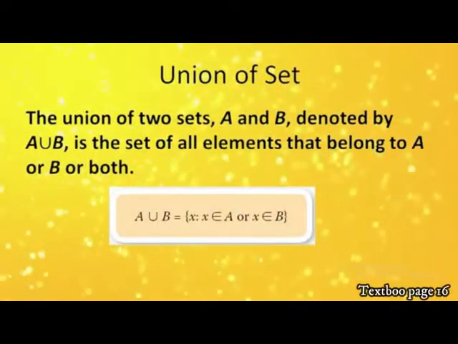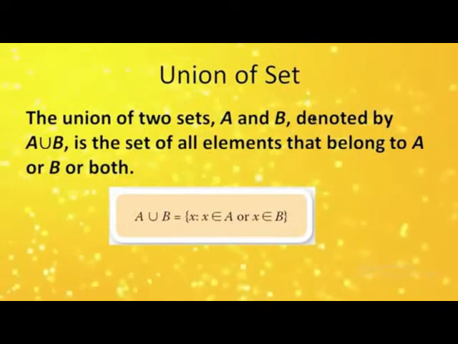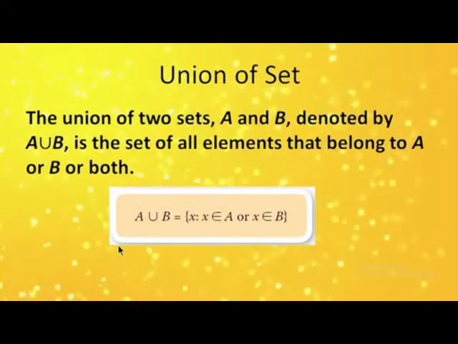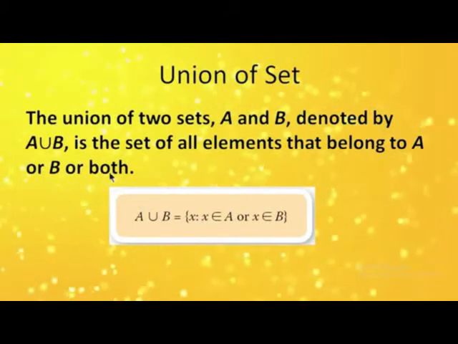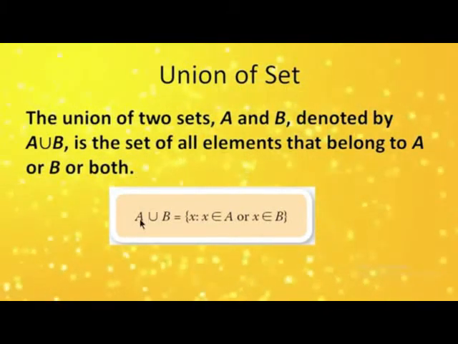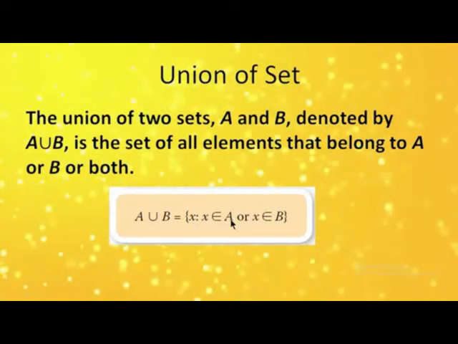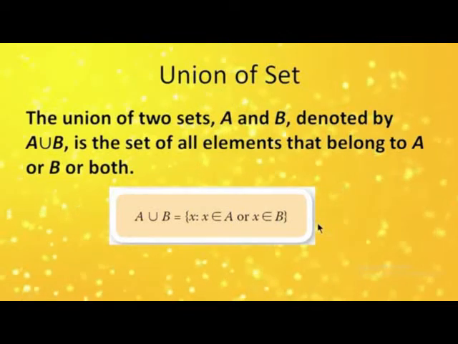Union of sets. The union of two sets A and B, denoted by this, is called A union B. It is the set of all elements that belong to A or B or both. So the elements of A union B are X, where X belongs to A or X belongs to B. So let's jump to the example.